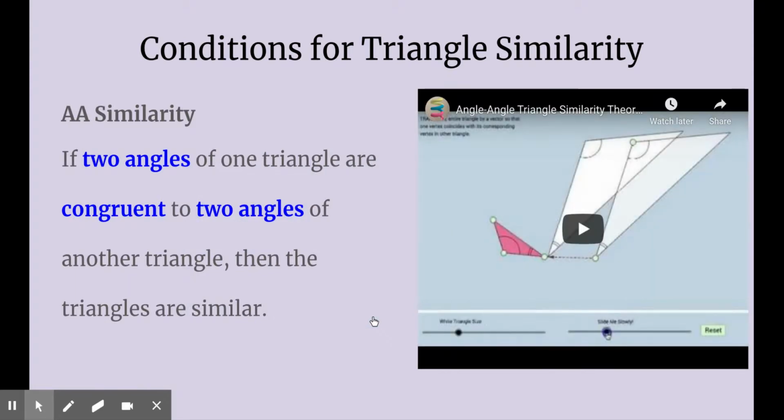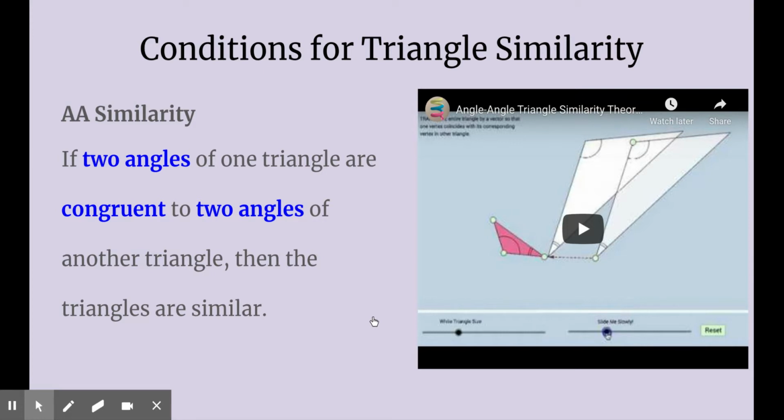Here is the statement of the angle-angle condition for triangle similarity. If 2 angles of one triangle are congruent to 2 angles of another triangle, then the triangles are similar. In other words, if we have two pairs of corresponding angles that are congruent, we know for sure the triangles are similar to each other.